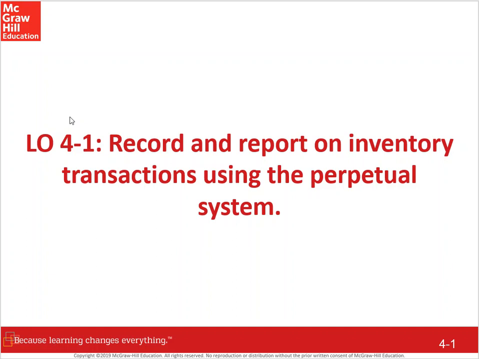The appendix to chapter four covers the periodic inventory system. We're going to touch on that lightly, just so you know what it is and the advantages and disadvantages of each system and why a company would choose one over the other. But I'm not gonna hold you accountable for the actual transactions in the periodic system, just more an awareness of its existence. We're gonna be focusing solely on the perpetual inventory system.